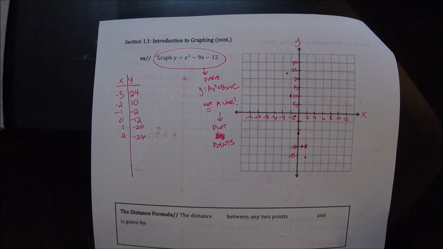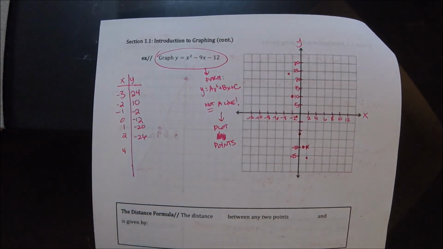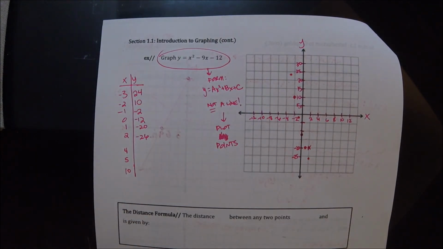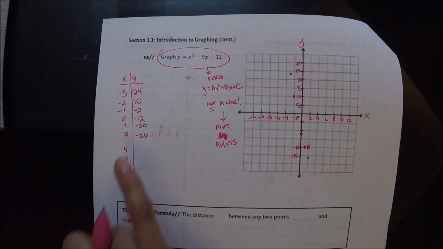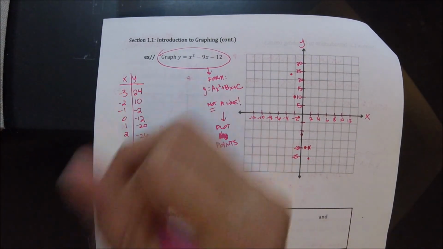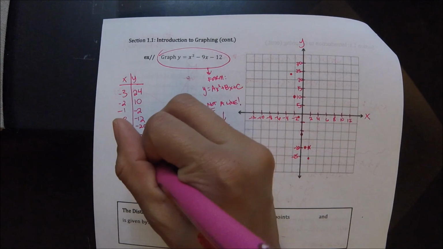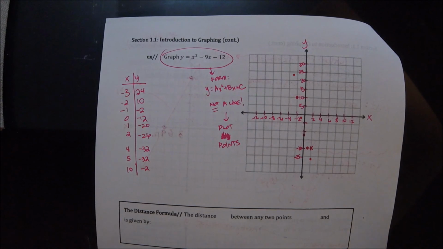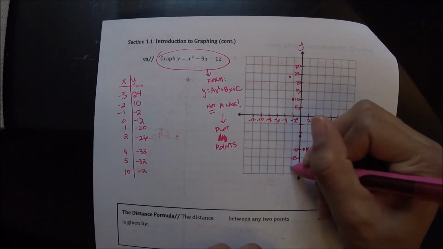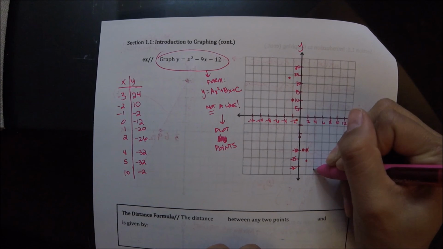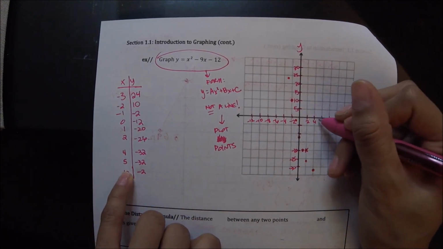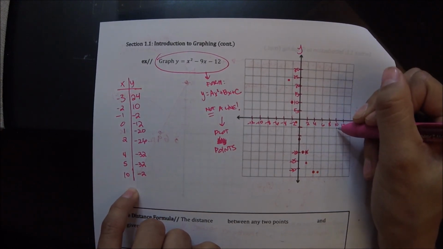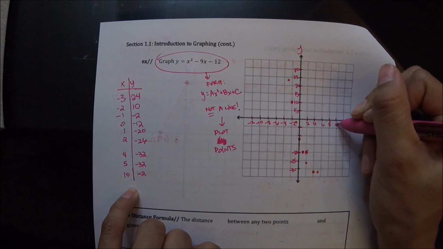So I don't know what's going to happen as I go this way. Let's plot some higher numbers. I'll plug in 4, I'll plug in 5, I'll plug in 10. If I plug in 4, I'll just tell you it's going to come out to negative 32. If you plug in 5, it's also going to come out to negative 32. And if I plug in 10, it's going to come out to negative 2. So I'm going to plot those. 4 goes down to negative 32, maybe there. And then 5 is also at negative 32. And then 10 is at negative 2, so something like right there.